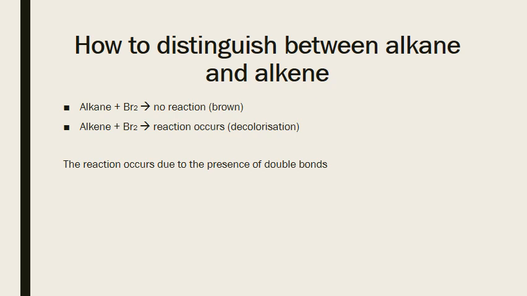How to distinguish between alkane and alkene. If we put an alkane with bromine, there'll be no reaction. Bromine has a brown color, and when we put it with alkane, because there's no reaction, the solution will stay brown. But if we put an alkene with bromine, a reaction occurs and decolorization occurs, so the brown color will disappear. This reaction occurs due to the presence of double bonds.